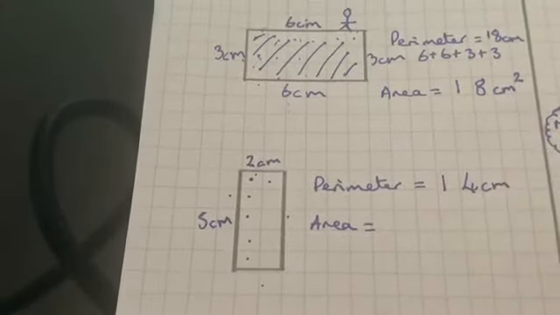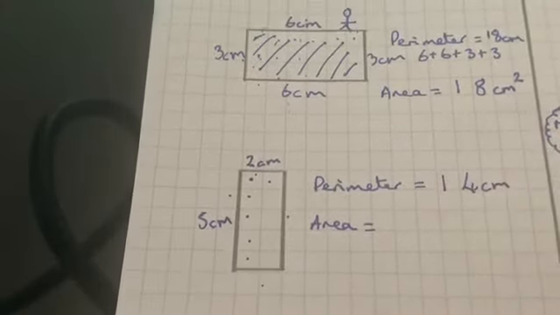Now for our area. This time we're going to times these two together. Remember, it's like if we were counting all of the individual squares in there. So 5 times 2 is 10 centimetres squared.